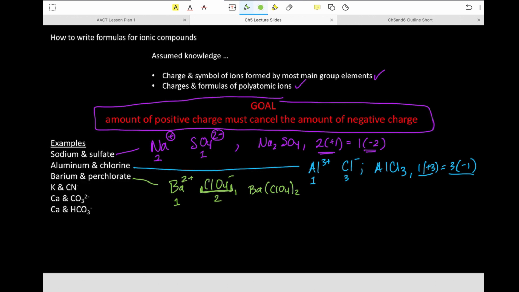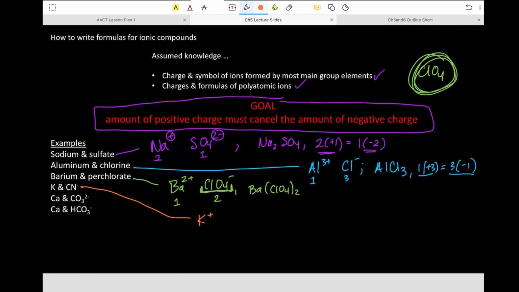Because it behaves as its own entity, right? ClO4 is like its own thing, right? The 4 is like part of its name. It's like the E at the end of rose, for example, right? It's there, it's a part of the name, so it always goes with it, right? So the only way to indicate that I need more than 1 would be to put parentheses and then my subscript, okay?